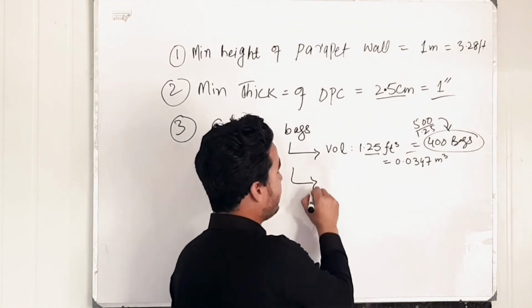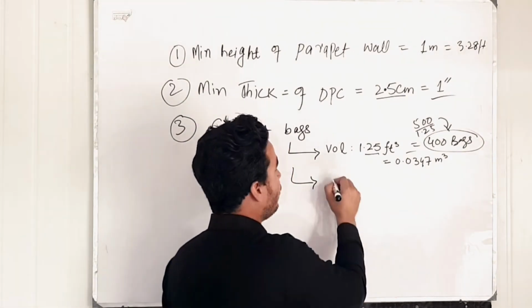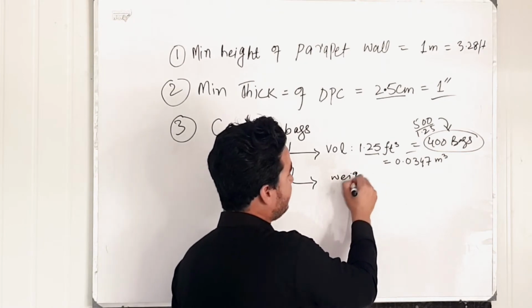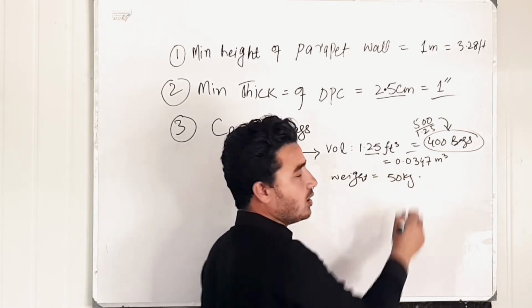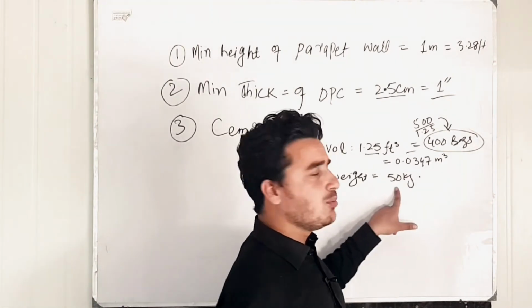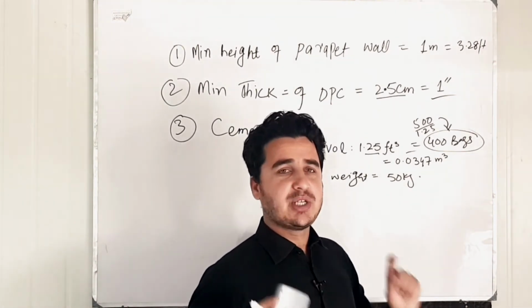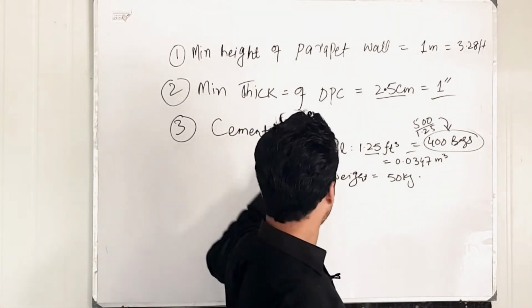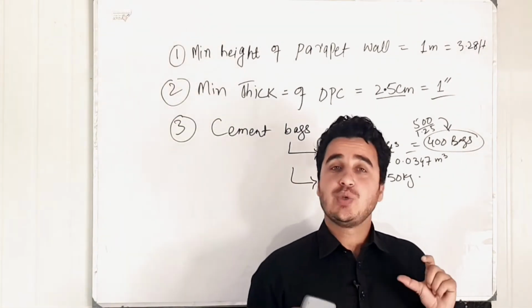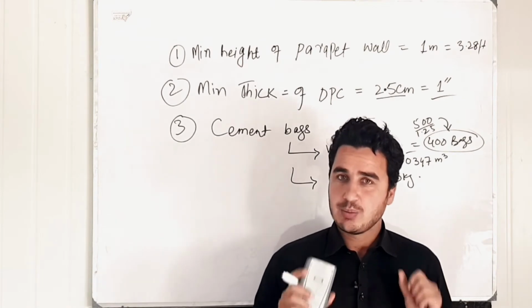The weight that we normally use is: weight of one bag of cement is equal to 50 kg. Normally this can be more than that, but the normal weight of a cement bag that you use is 50 kg. Okay, so this was about the cement that we use in our construction process.